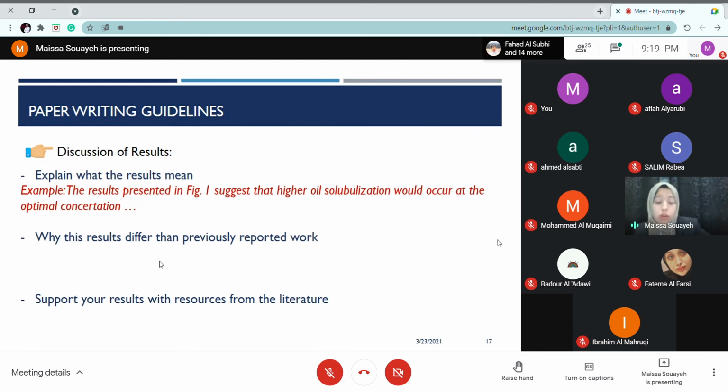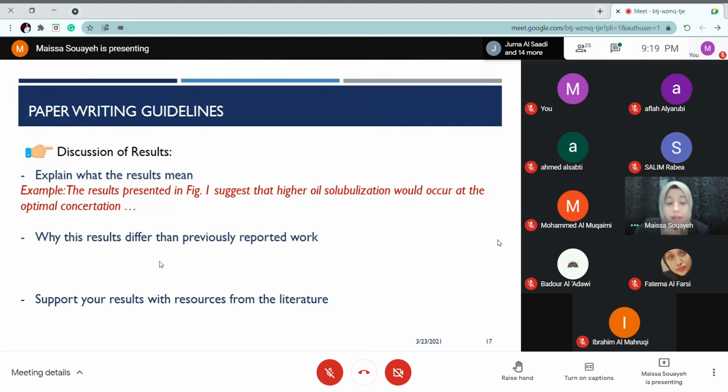And now you need to add, okay, we already mentioned that we have this result. Okay, and then what? How is this result related to the bigger objective? Because here we have a bigger objective, that is to improve oil recovery. All of this we have done is for a bigger objective.